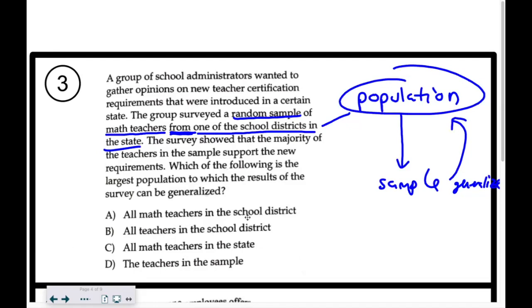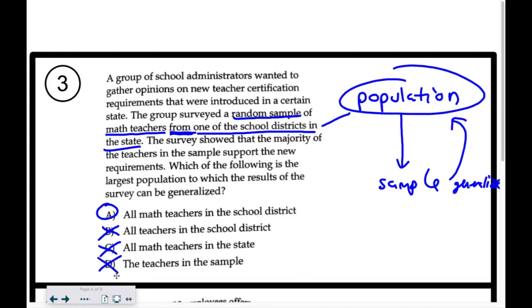So all math teachers in the school district, and that is our answer. So all teachers, nope, only math teachers were part of this population. All math teachers in the state, nope, only the one school district. And the teachers in the sample? Well, that is true. Any sample, you can always generalize to the sample because the sample is itself. But that's not the largest population. The population is bigger than the sample.